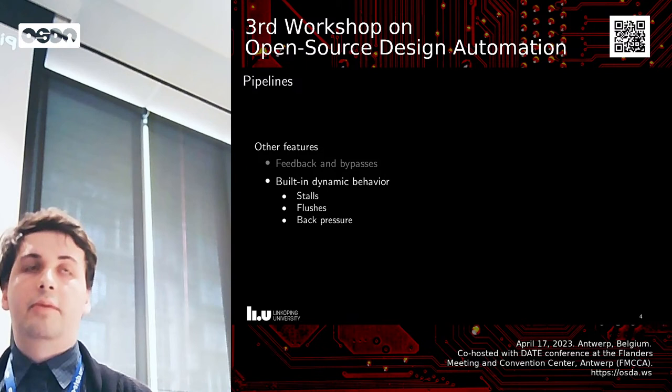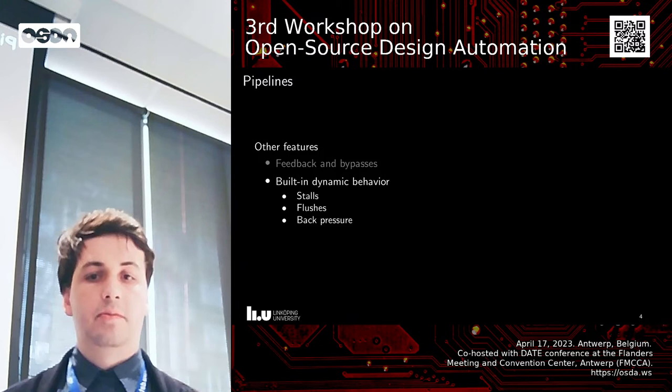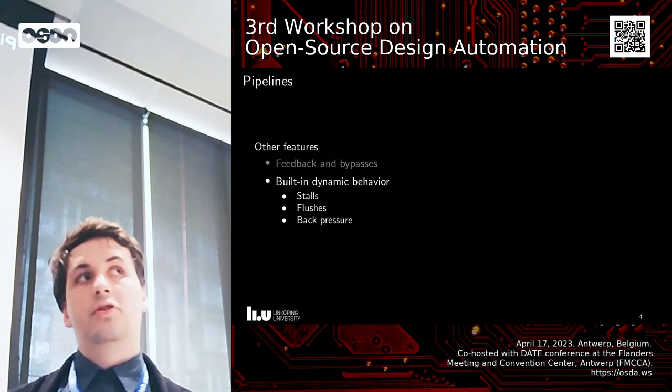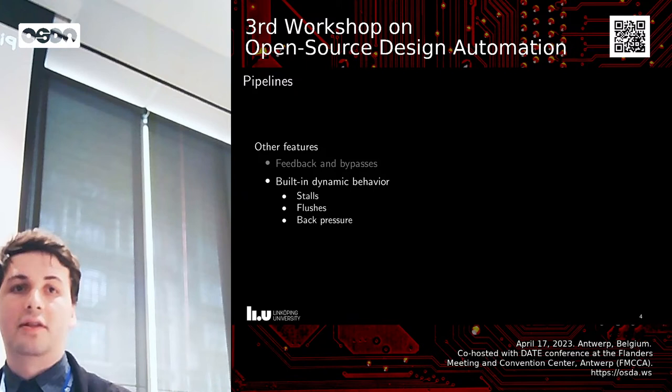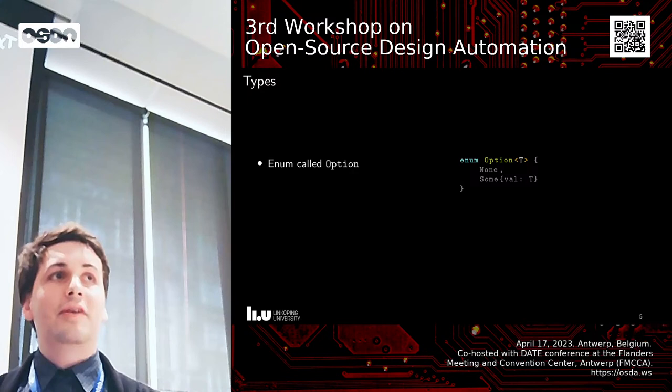You can also do, as of a few weeks ago, there's some built-in support for dynamic behavior, so you can say that all the pipeline registers in this stage should stall if a condition holds, and then it will stall all the pipeline stages above this. And this allows you to do correct flushing, and there's almost enough support in the language now for doing back pressure negotiation between the pipelines, so you can solve that as well in a structured manner. That's the pipelining construct.